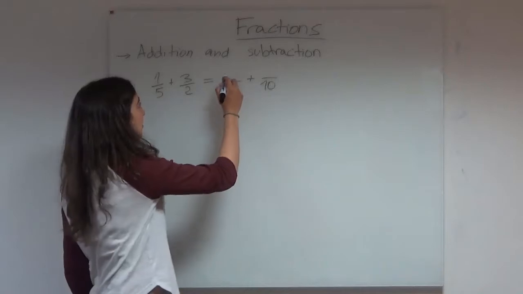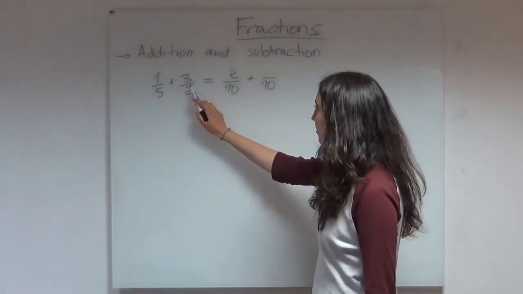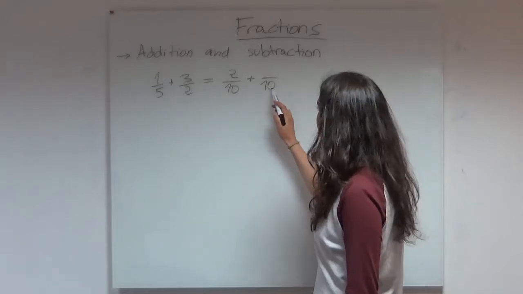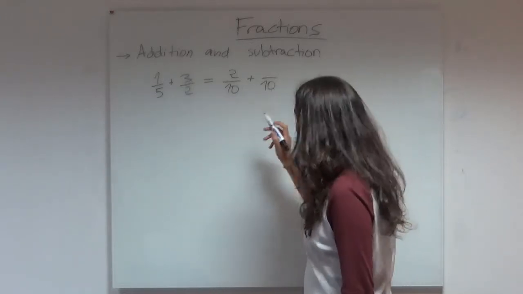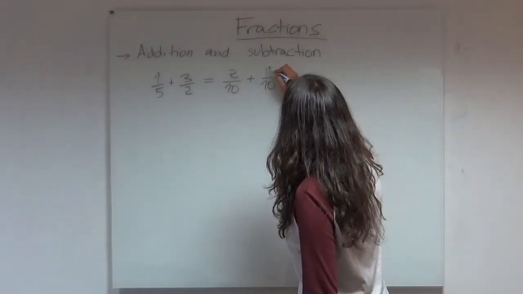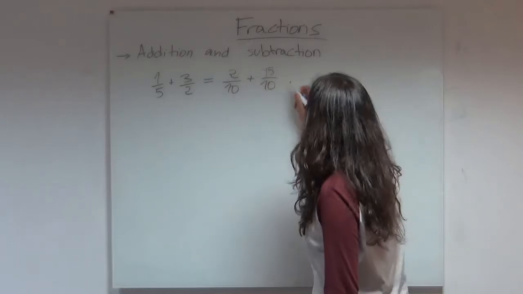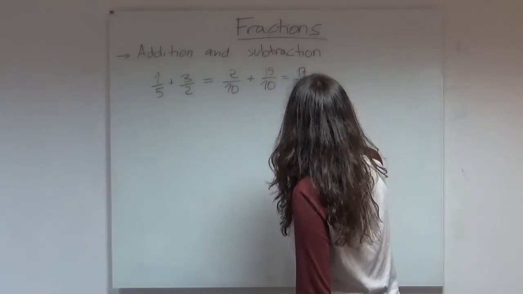So it would be 1 times 2, which is equal to 2. And then for the other one, 2 times 5 is equal to 10. So then we have to multiply the numerator by 5. So then it would be 3 times 5, 15. And then we can just add the numerators, and we would get 17 over 10.